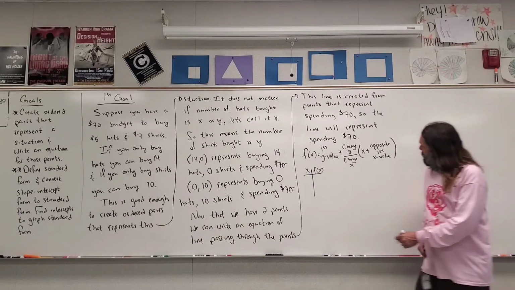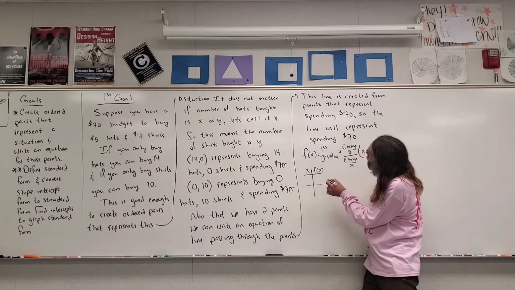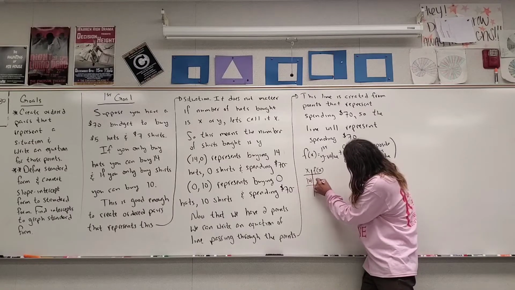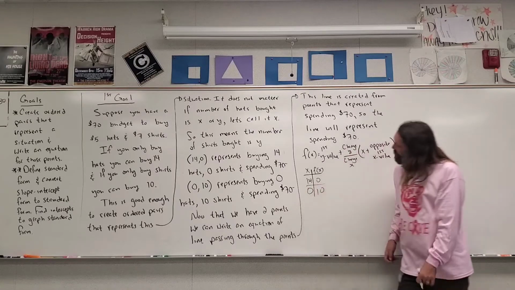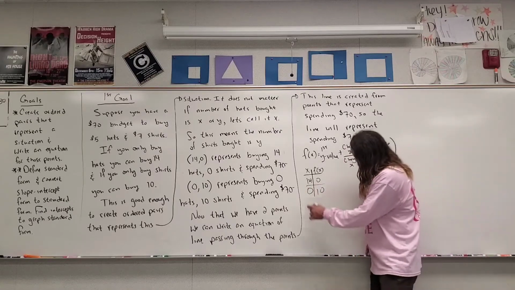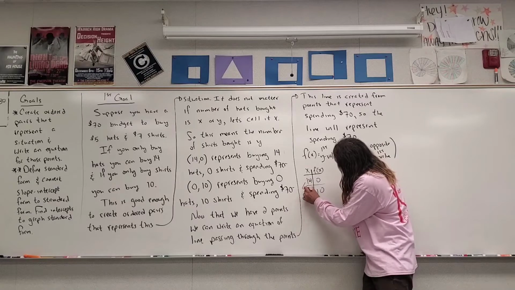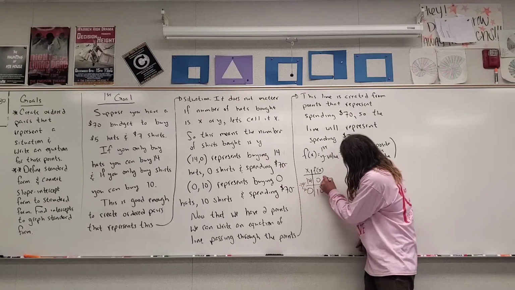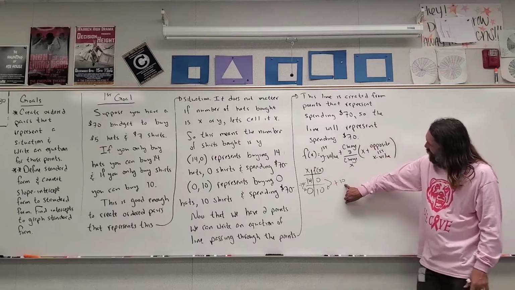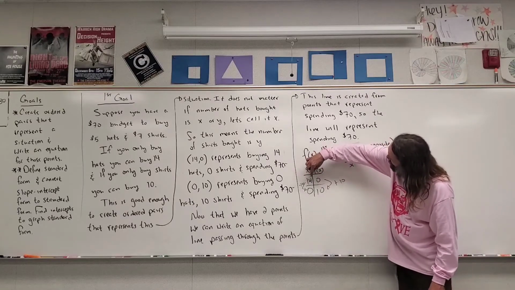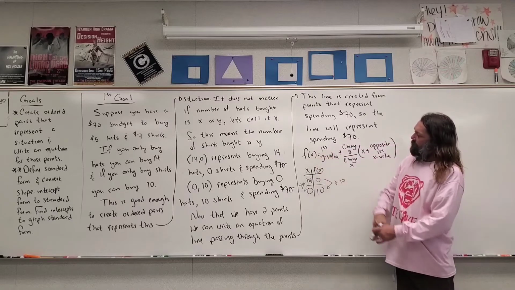All right, so I'm going to put my points in here. I've got 14 and 0, and I have 0 and 10. I think I did it different in class, but that's all right, it doesn't matter. To go from 14 to 0, we have to subtract 14, and to go from 0 to 10, we have to add 10. All right, so I have my change in y, I have my change in x, I have my first x value, and my first y value.